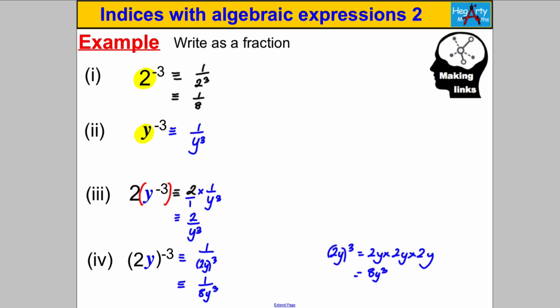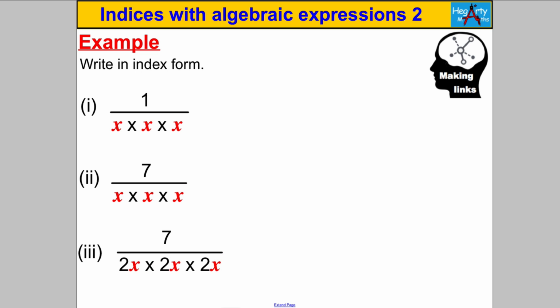Look at this. 2y to the negative 3 we showed just now is 2 over y cubed. Whereas 2y all to the negative 3 we showed as 1 over 8y cubed. And these things are totally different to each other. So again, I'm pointing out the importance of the brackets there. Hopefully that makes sense. Okay, pause and see if you can do the following.